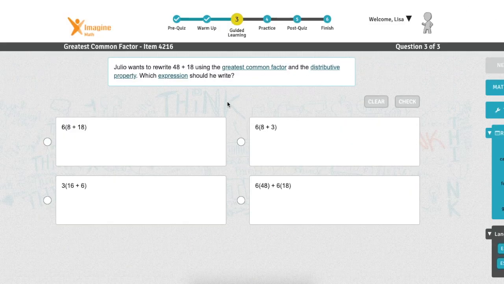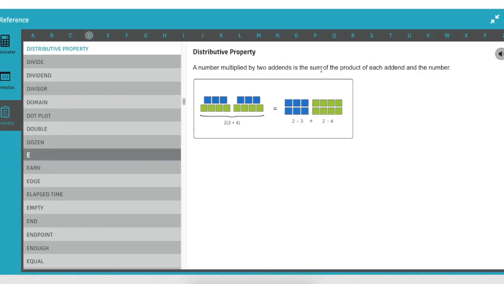Julio wants to rewrite 48 plus 18 using the greatest common factor and distributive property. Which expression should he write? Well, that would mean that I need to know what distributive property is, and I don't know that yet. So I'm going to read this definition by clicking on that word.